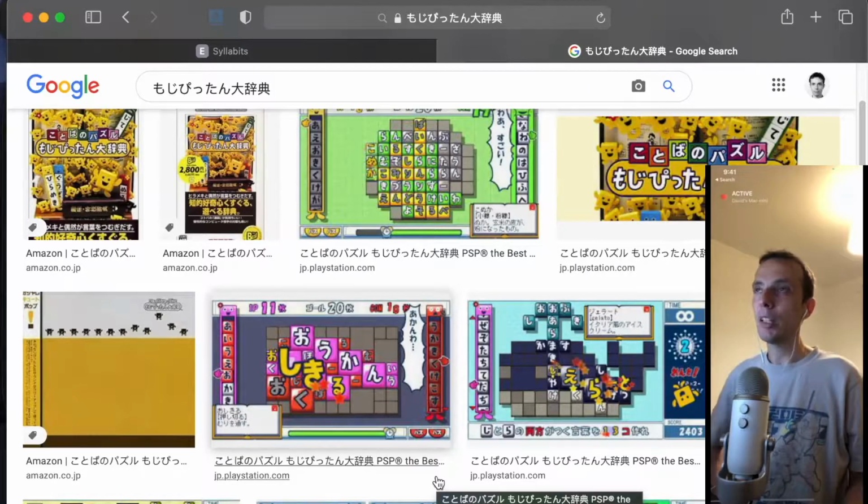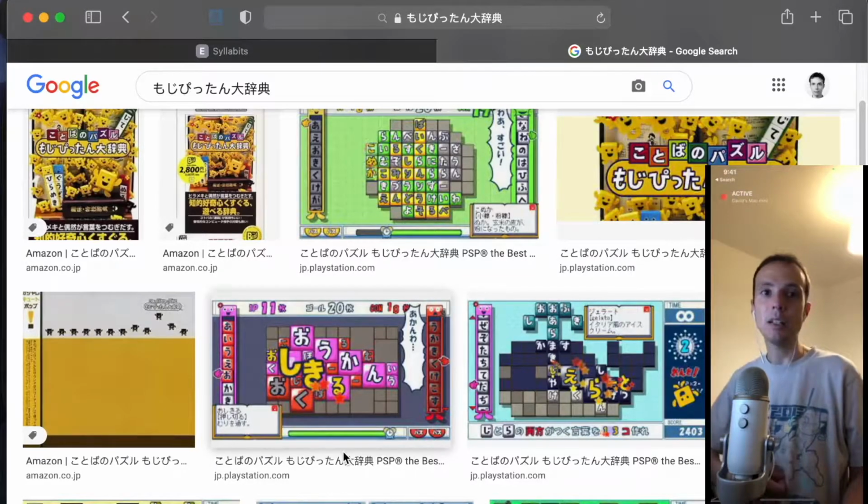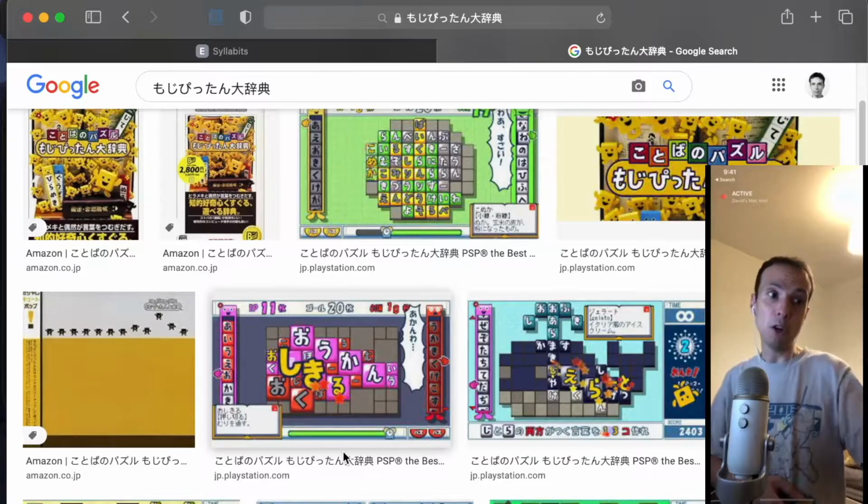So basically, one letter in hiragana is just a vowel, or a consonant and a vowel. That's all. So, for instance, you get a, i, u, e, o, ka, ki, ku, ke, ko, ta, chi, tsu, te, to, etc.